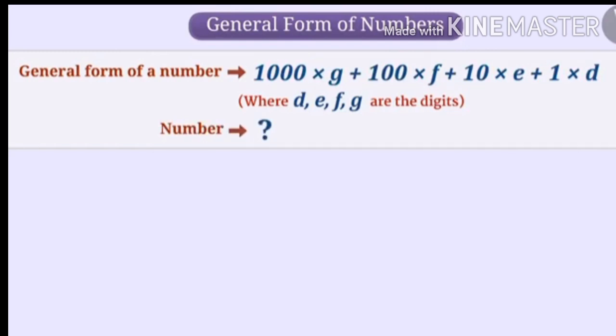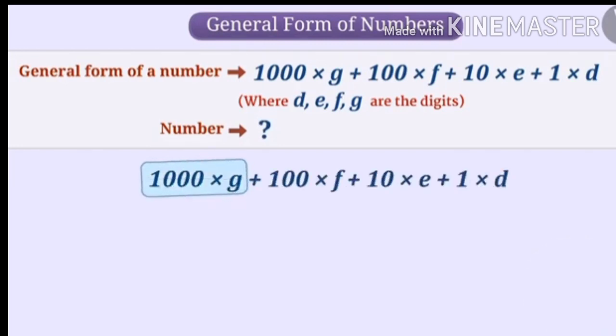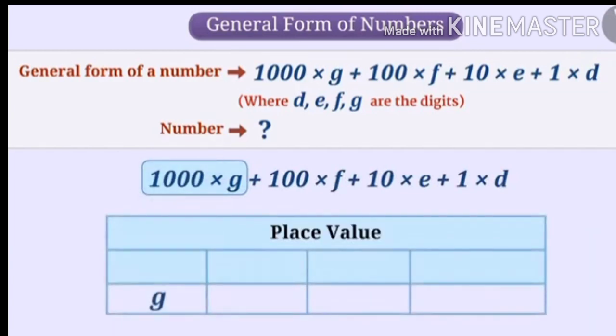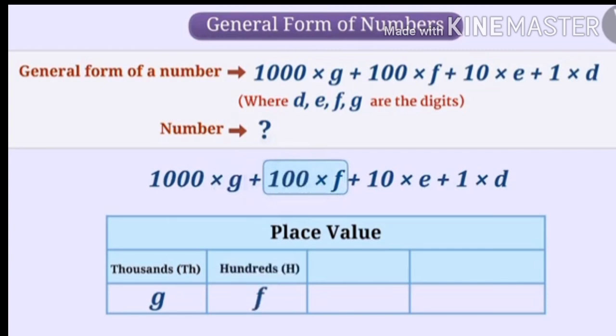Try it. Let me tell you. We see that here the digit G is multiplied by 1000. So G must be in the place of 1000. Similarly, F is multiplied by 100. So F will definitely be a digit in the place of 100.